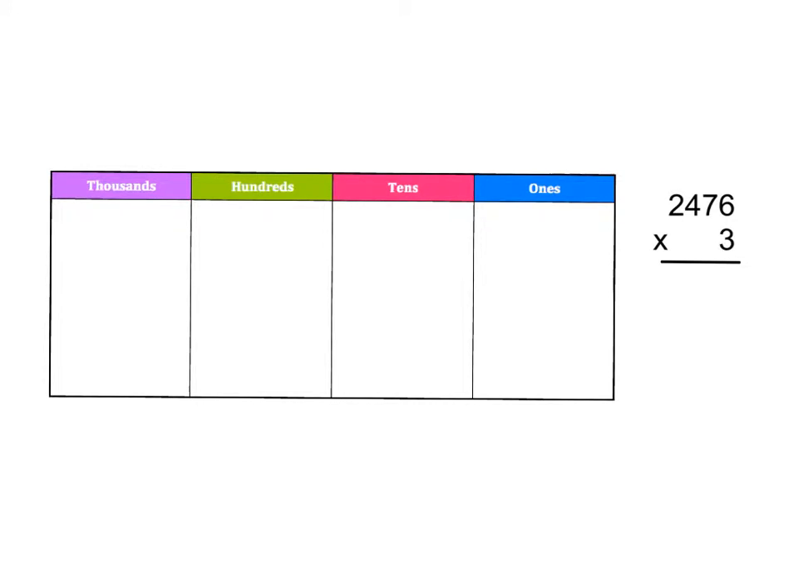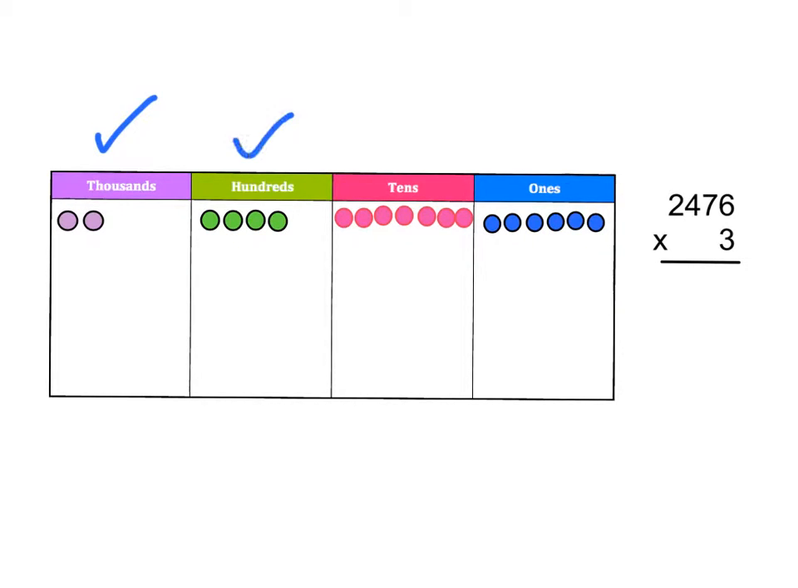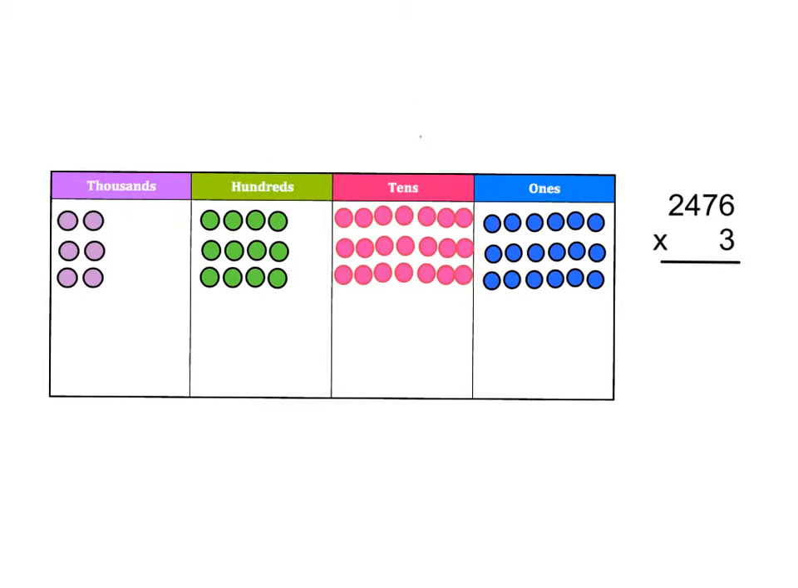This is an example of a place value grid similar to the ones published in the Math in Focus books. I've taken this grid and filled it up with place value chips: 2,000s, 400s, 7 10s, and 6 1s for 2,476. And since I'm multiplying this number by 3, I make 3 groups of 2,476.